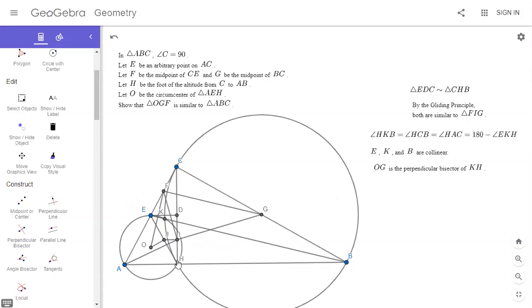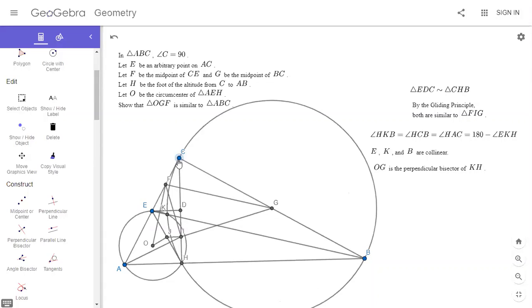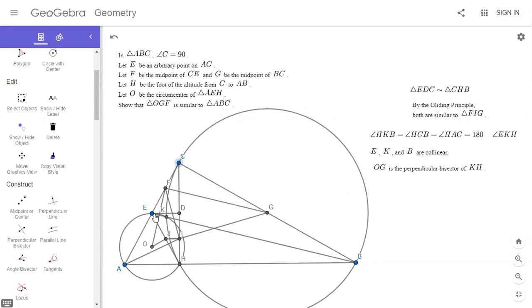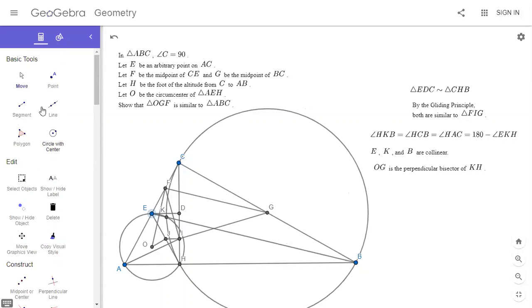But let's see. Timo is trying to show that angle HKD is 90 degrees. Yeah, that's interesting. KD can't be 90 degrees because angle D is already 90. Angle HKD, I'm sorry. Angle HKD can't be 90. No, no, it can be.